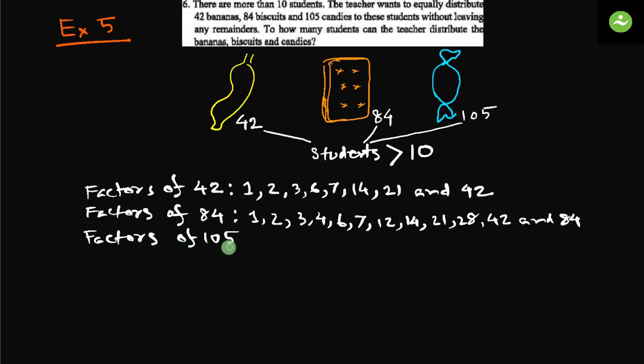Factors of 105. 1, 3. What are the factors? 1, because 1 divides 105. 3 divides 105. 5 is a factor. 7 is a factor. 15 is a factor. 21 is a factor. 35 is a factor. And 105 itself is a factor of 105.